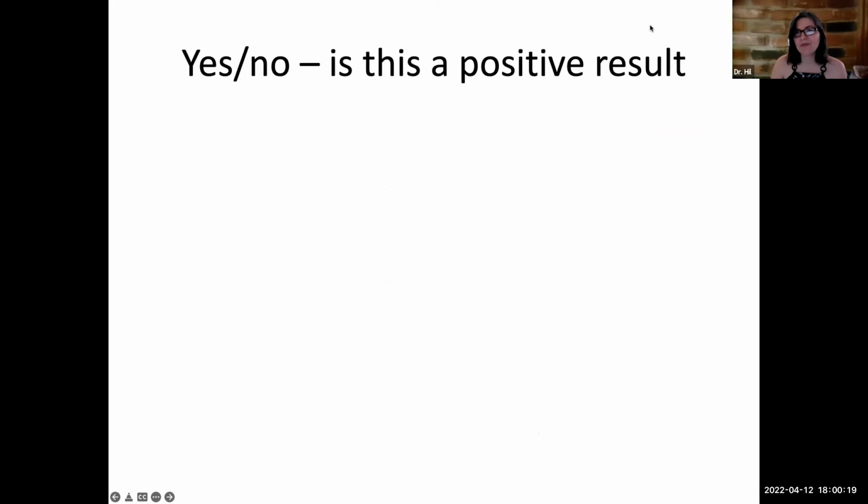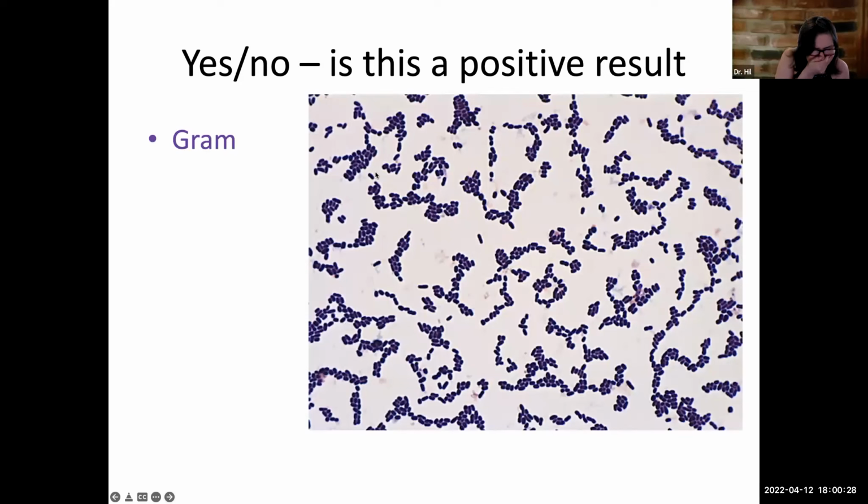Okay, now I'm going to show you some pictures and you're going to tell me if this is a positive result for that particular stain. Is this a gram positive? Yes or no? Wonderful. You're all hired as my technicians. The answer is yes, this is gram positive because it's purple.